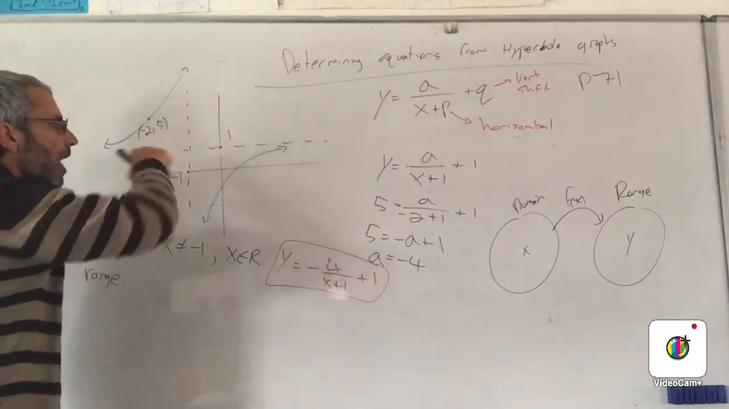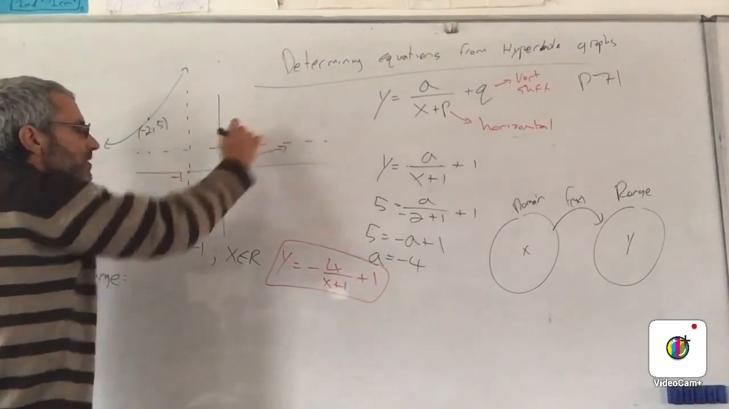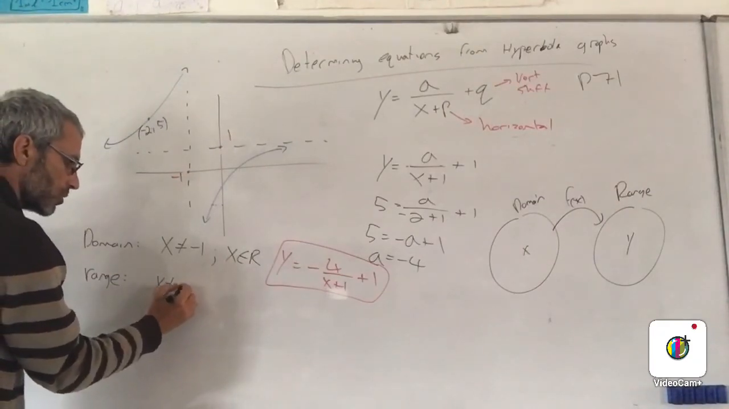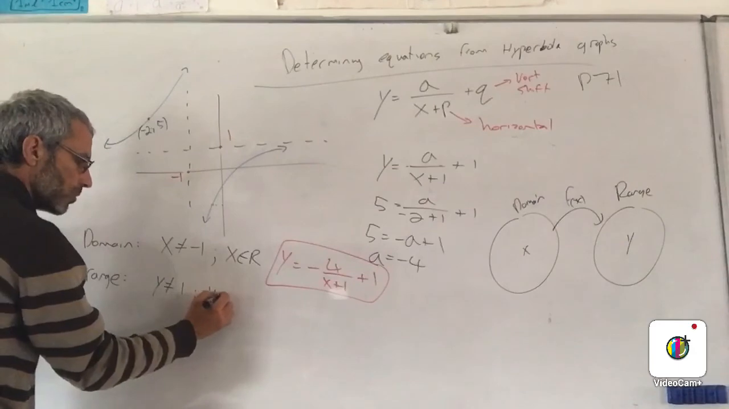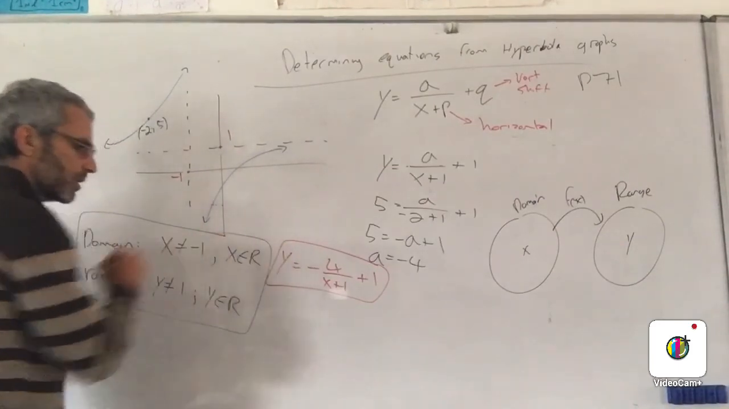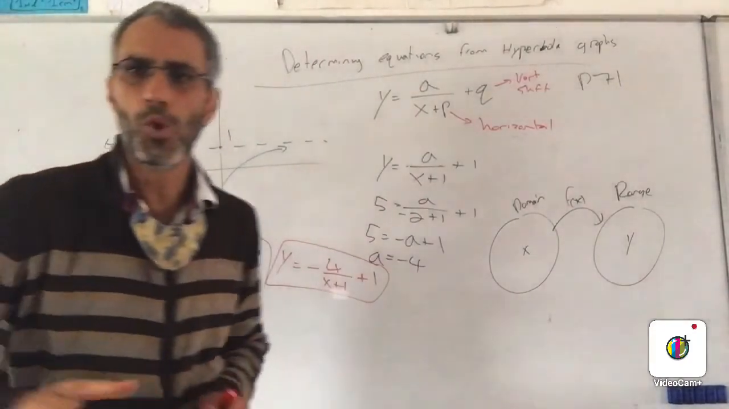But there's one y that you'll never see in the graph, and that is y equal 1. So I'm going to say y is not equal to 1, but other than that, y belongs to the real numbers. I'll pause here for a second.